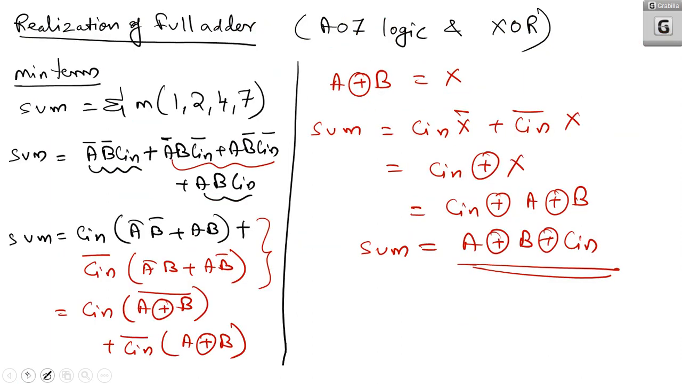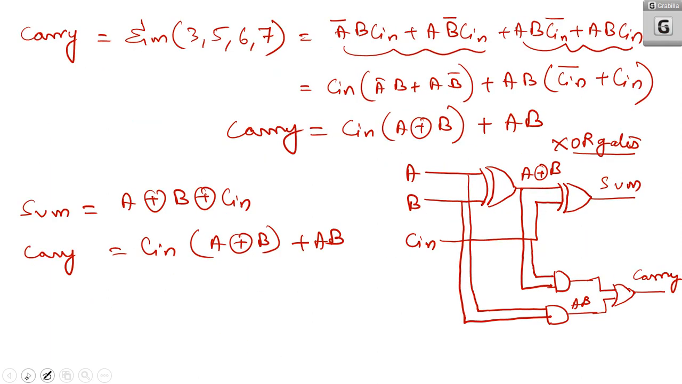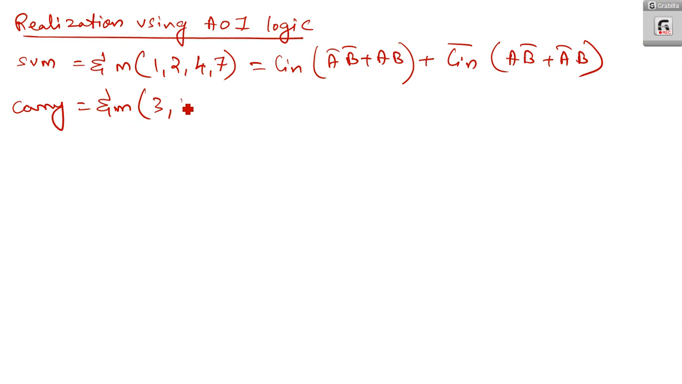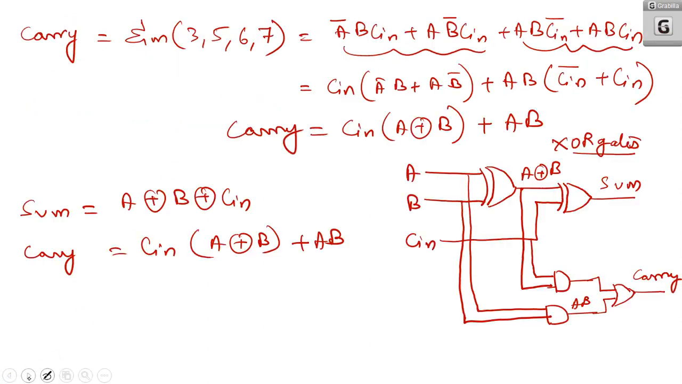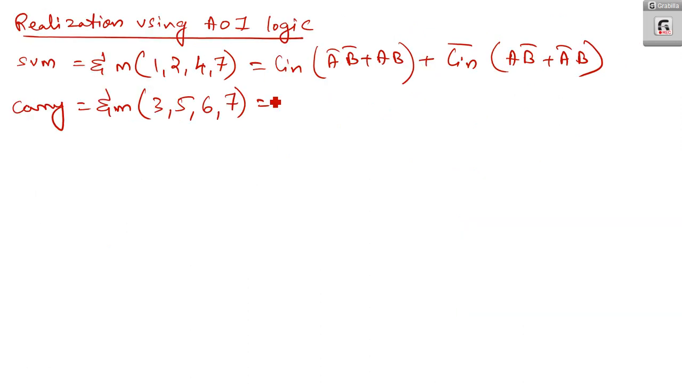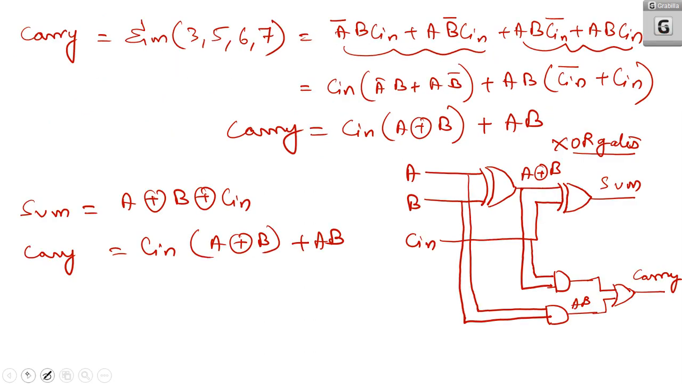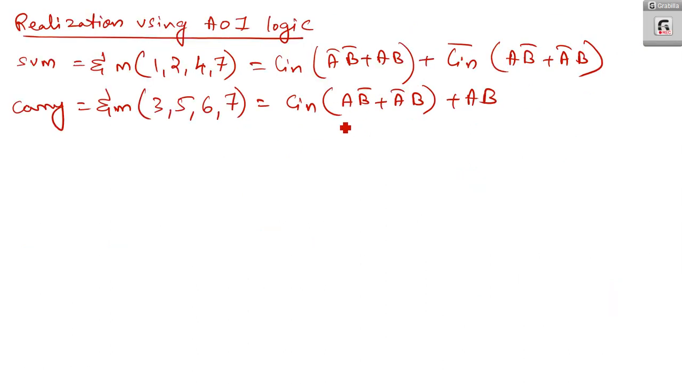Carry is sigma m(3, 5, 6, 7), that is equal to Cin AB bar or A bar B or AB. So I need to realize this using AOI logic. Now let me come into the format of this AOI logic.